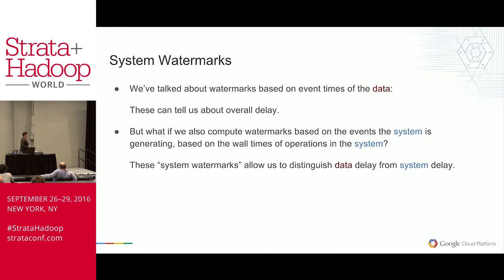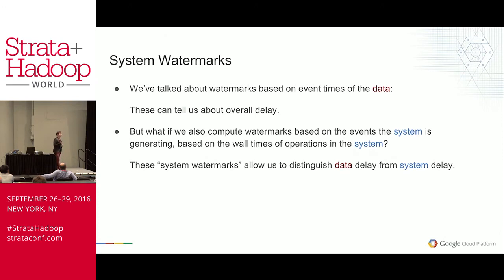One more thing that I want to talk about is system watermarks. We've talked a lot about watermarks, and they've been implicitly data watermarks. These are watermarks defined on top of the data timestamps of the events. But we can also look at watermarks based on the system events that are used to process this data. So every time that we send an RPC to shuffle messages between stages, that's a system event. And we consider it running until it completes.